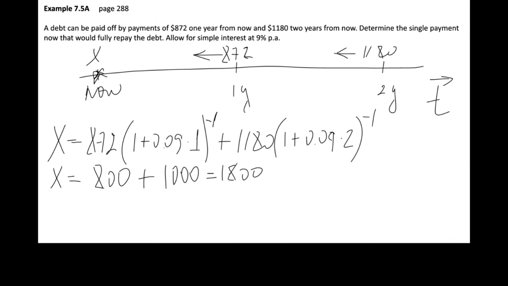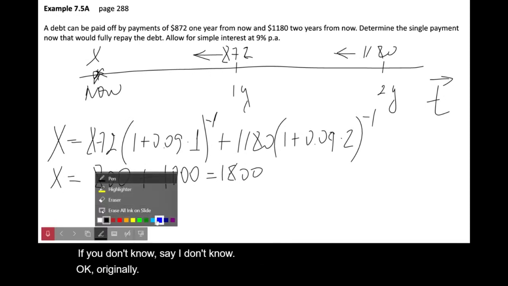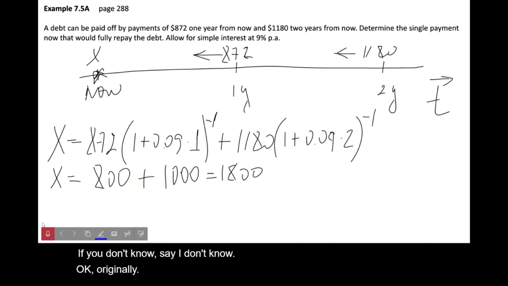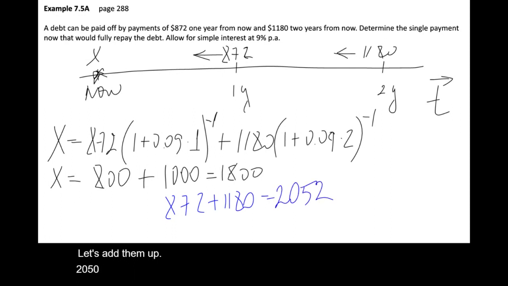People, how much money do we save? If you don't know, say, I don't know. Okay, originally, I had to pay twice: 872 plus 1180, right? Let's add them up. 2052. You may say, well, hold on a second.